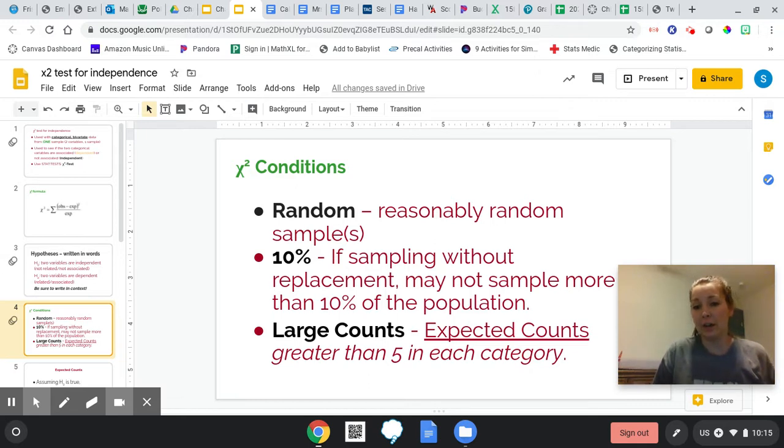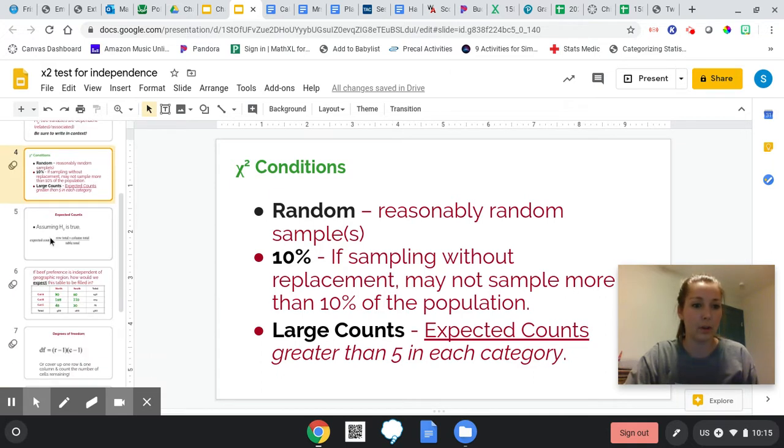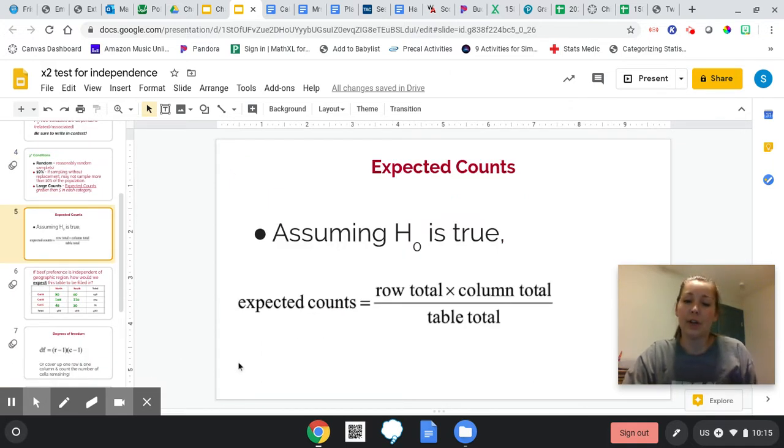And then large counts, the expected counts are greater than 5 for each category. This ensures that you got enough data that none of the expected counts would have been 0 or less than 5. So how you calculate that is with another little nifty formula. So it's your row total times your column total divided by your table total. So let me show you an example.